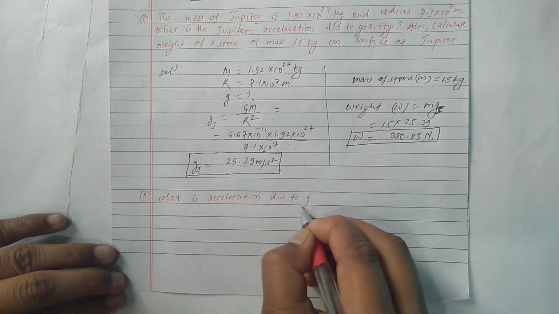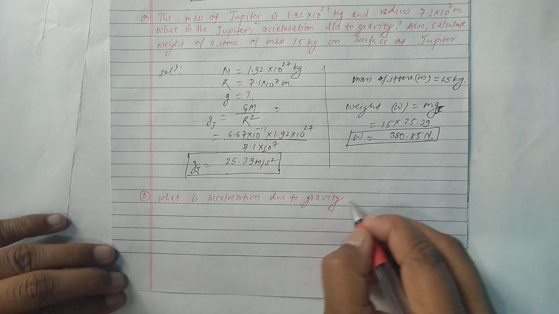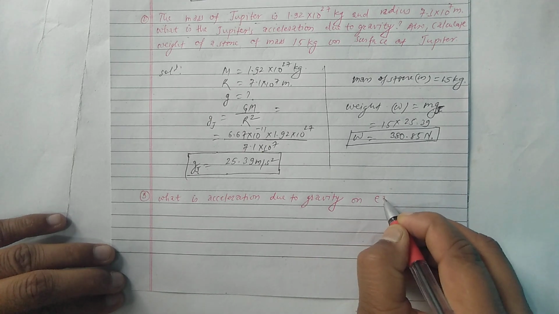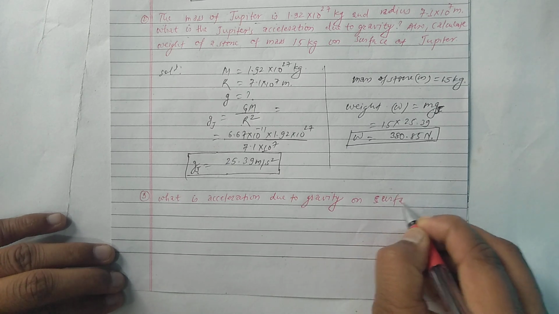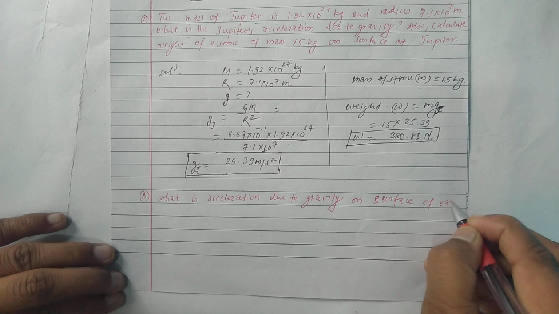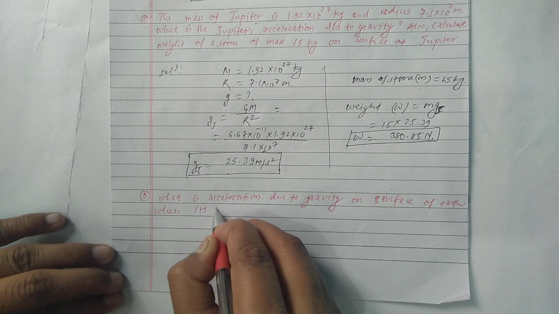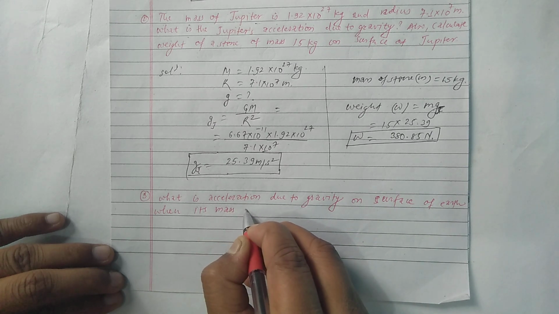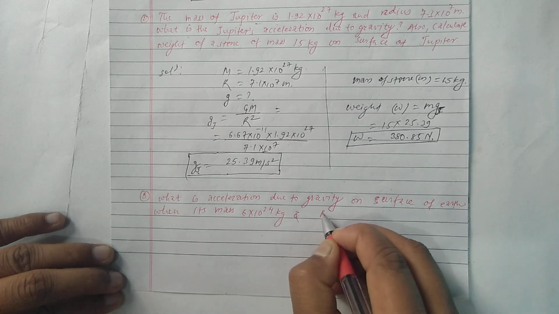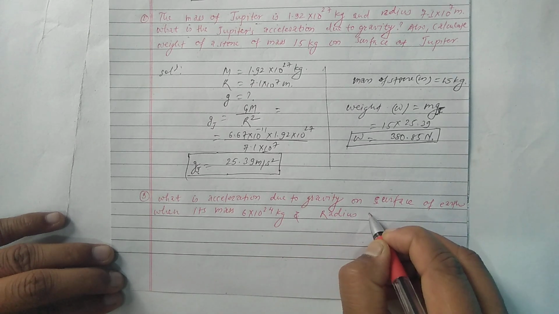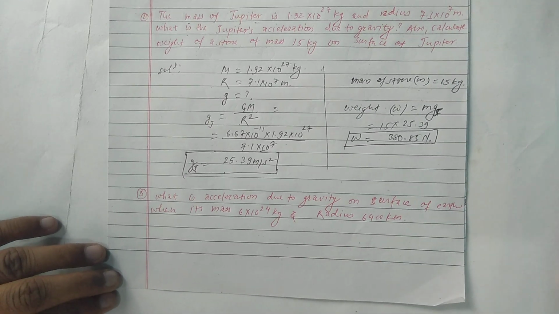Acceleration due to gravity on the surface of Earth when its mass is 6 × 10^24 kg and radius 6400 km. Okay, so for this we have to just move to the solution.